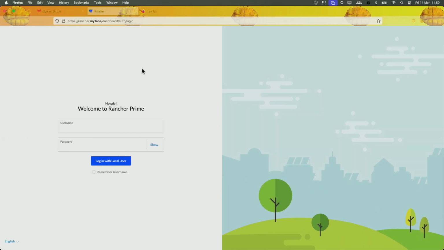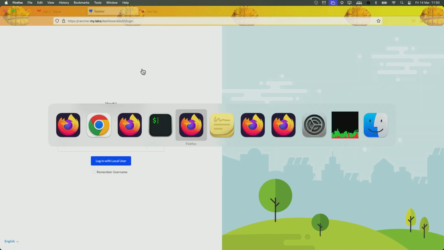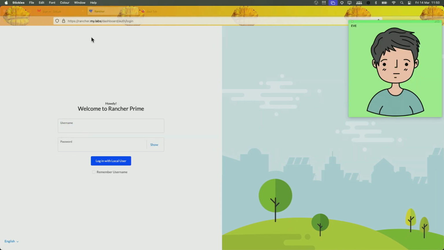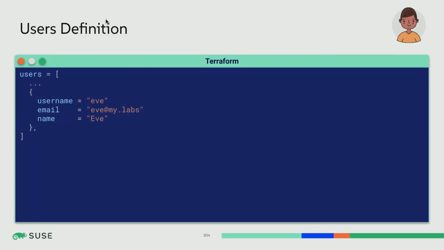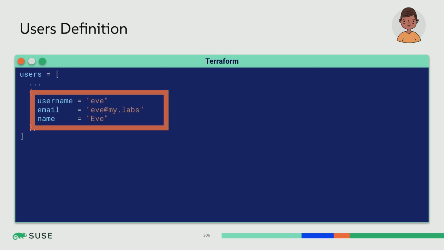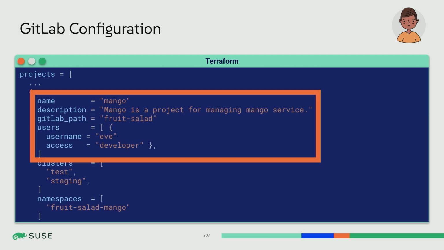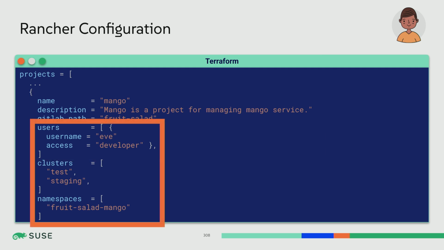So here I have the same configuration as Alice, but for Yves. For now, he doesn't have access to Rancher or GitLab. So let's configure it. So what Dave has to do is just add the user in the user list. So here, Yves, and then add a new project in the project list, setting that Yves will deploy the Mongo service for the GitLab configuration, and for Rancher, the security team doesn't allow him to get access to the production server, so he has access only to test and staging in the dedicated namespace fruit salad Mongo.